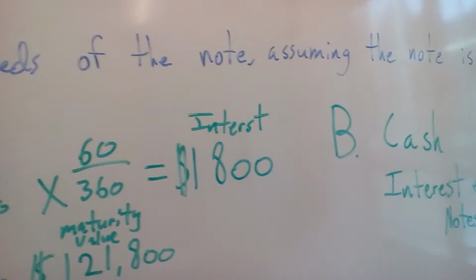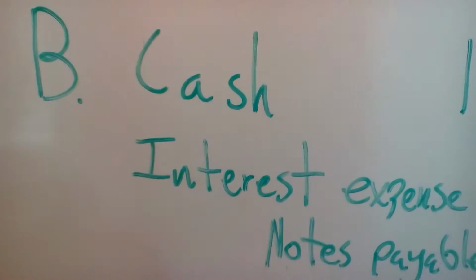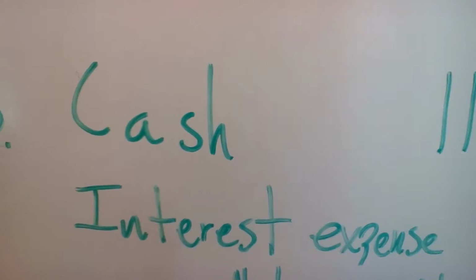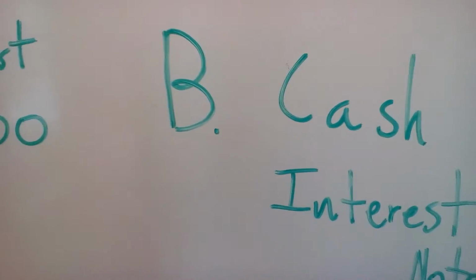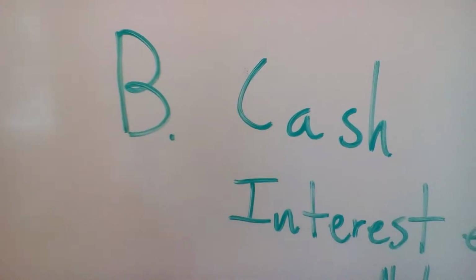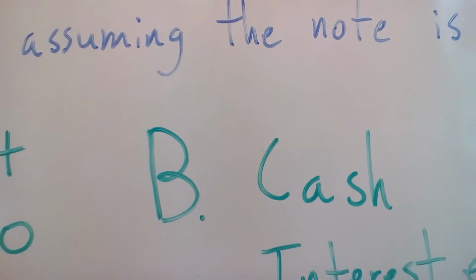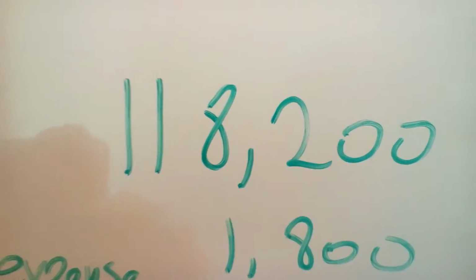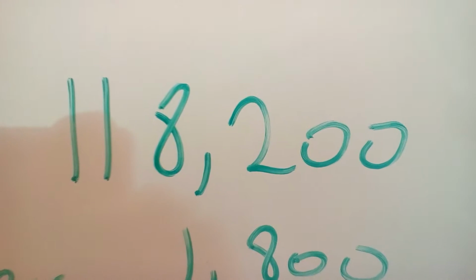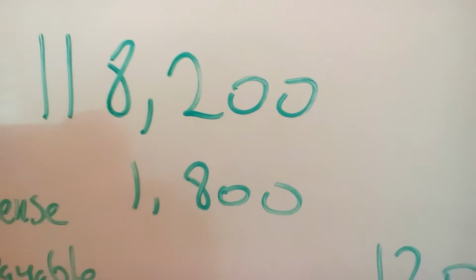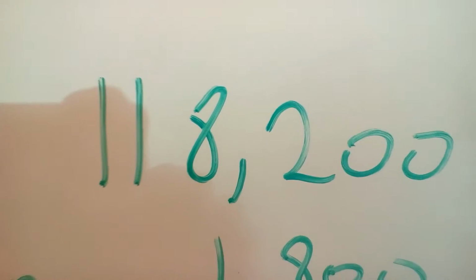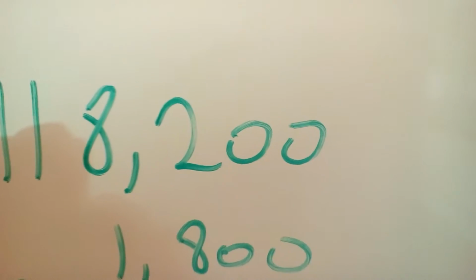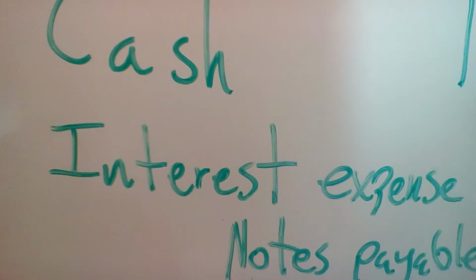And then interest is an incentive for the lender to actually lend money. And then on this one, assuming we do it as a discount means there's no interest rate. It's just discounted right up front. So you're going to debit cash, see how it's different? You're going to debit it for 118,200. Oh, sorry, I need some coffee.